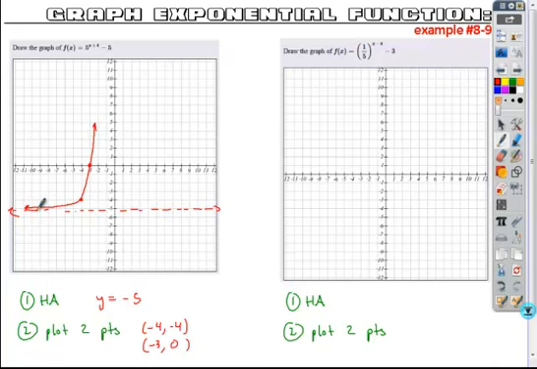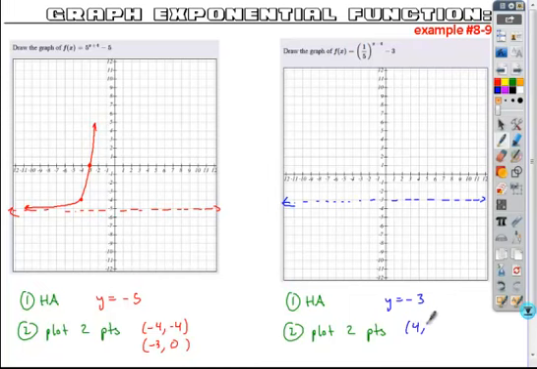Okay. All right, let's take a look at the second example. So here, the first thing we're going to do is plot our horizontal asymptote, which is y equals -3. So that's the first step. And then we plot a point. Are we going to plot the y-intercept, or are we going to use the horizontal shift? What value of x gives you a 0?